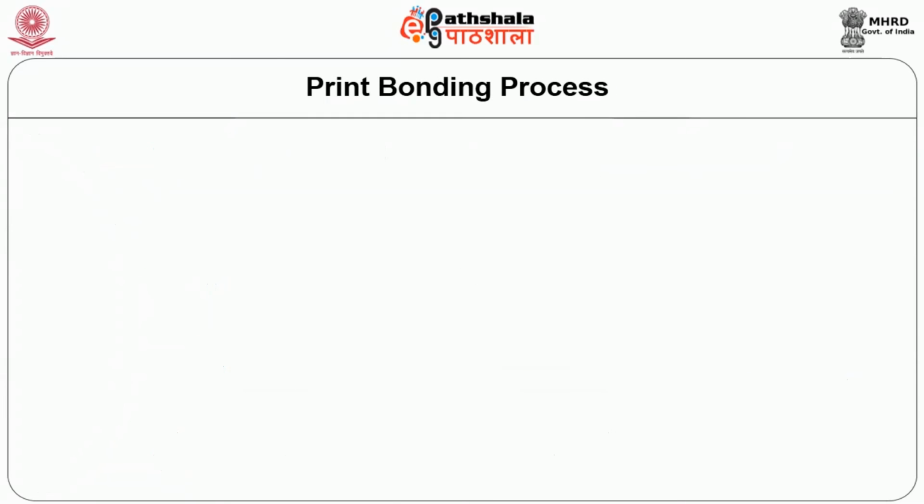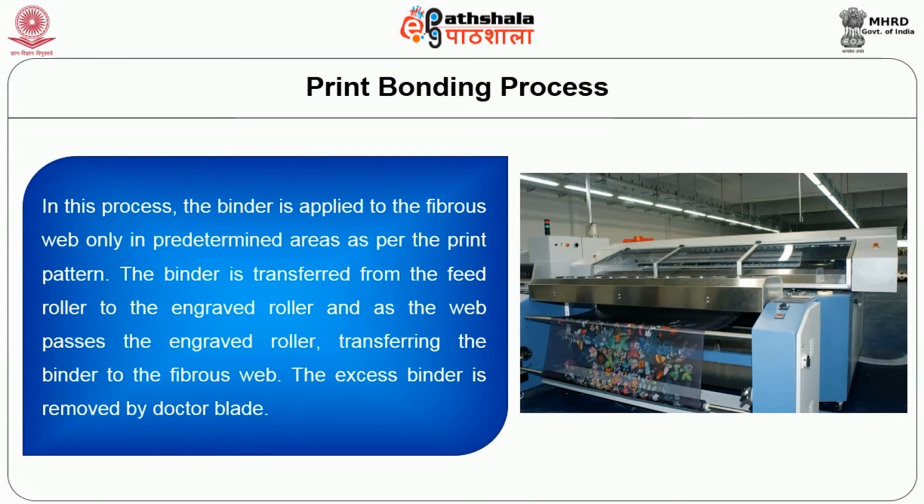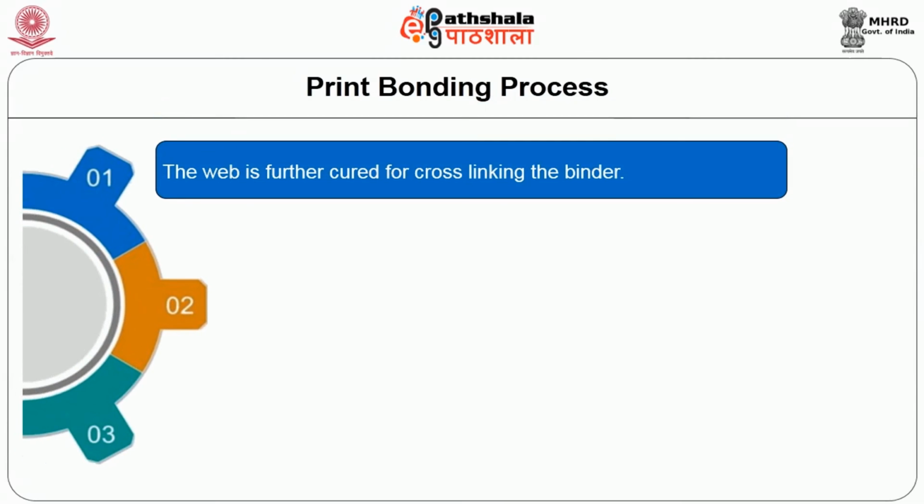We go on to the next technique, that is the print bonding process. In this process, the binder is applied to the fibrous web only in predetermined areas as per the print pattern. The binder is transferred from the feed roller to the engraved roller, and as the web passes the engraved roller, transferring the binder to the fibrous web. The excess binder is removed by doctor blade. The web is further cured for cross-linking the binder.